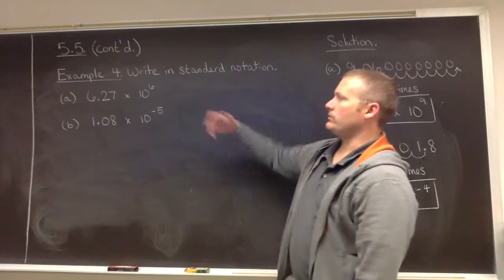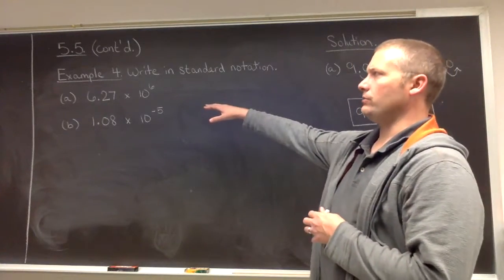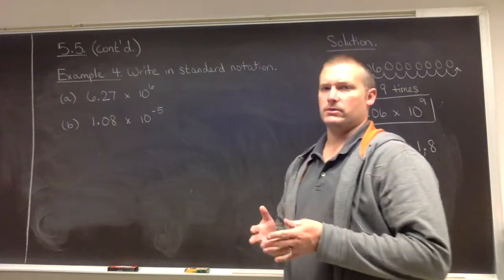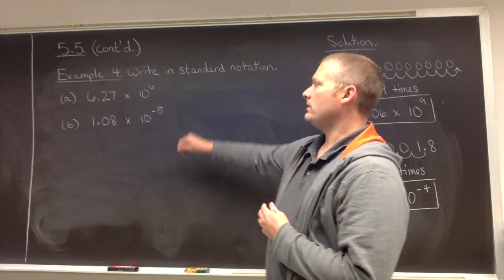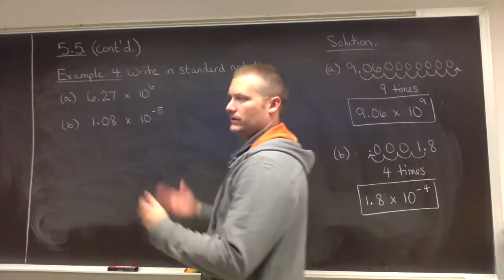Okay, so these numbers are already in scientific notation, and so we're going to put them in standard notation. Multiplying by 10 to the 6th means to move the decimal right 6 times. Multiplying by 10 to the negative 5th means to move it left 5 times. So let's see how this works.